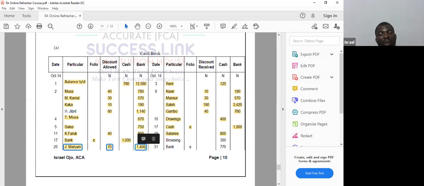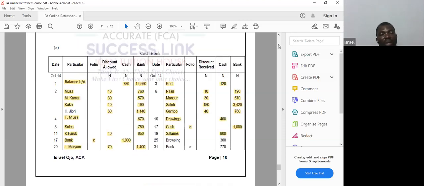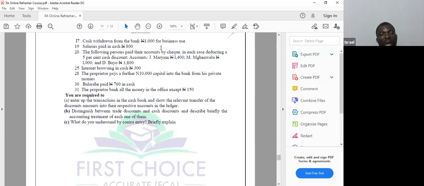Now, the next one that we have is that they pay 1,000. I didn't say 1,000 is what they pay, but the amount that actually hit our bank is 950. The other 50 is the discount allowed. And we check Buyer as well. The same also applies to Buyer. Buyer is expected to pay us 3,700, but he paid us 3,610. Now, the difference there is the discount allowed that Buyer enjoys. So we have it that way.